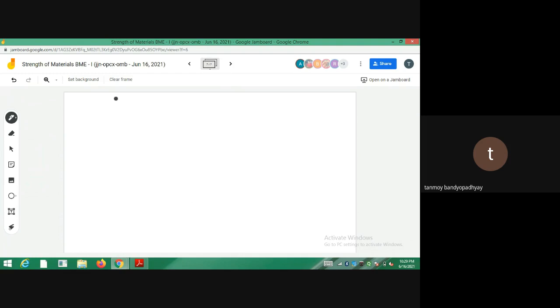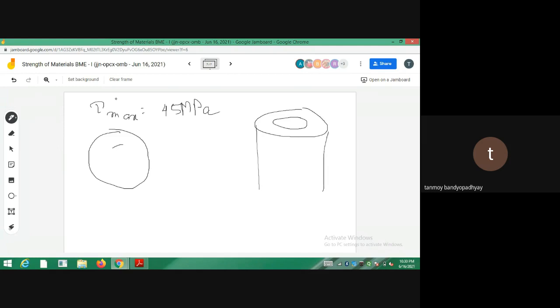So I'm having a shaft. The tau max is given to be like 45 megapascal, and you have to calculate the torque. So this is the shaft actually. The length of the shaft L is given. So you have to calculate T. L is not needed. If you draw the cross section, this is the hollow shaft. Let the inner radius be C1 and the outer radius be C2.